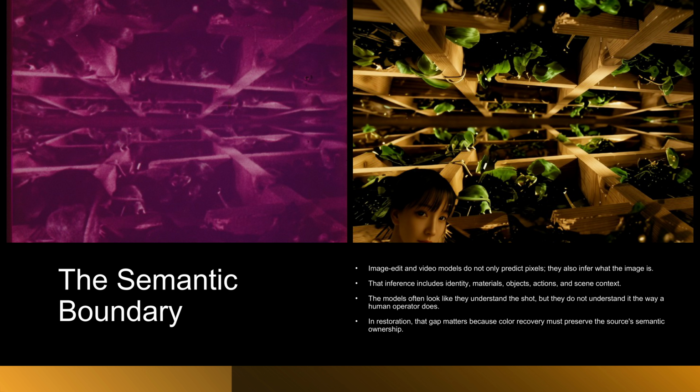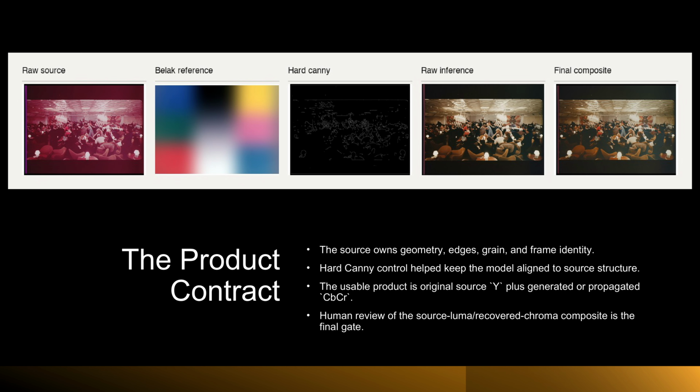And in restoration, that difference matters a lot. Because if the model misreads the frame, it can start inventing people, materials, objects, or scene logic that are not actually there. So the issue is not only wrong color, the issue is a wrong reading of the image. That is why semantic ownership became one of the main constraints of the workflow. Once those early failures were clear, the question became, how do we make the product defensible?